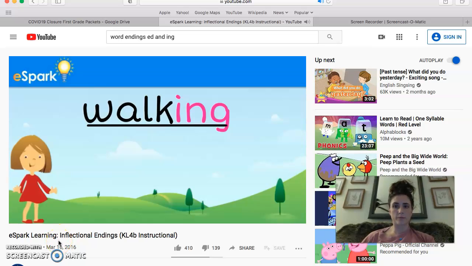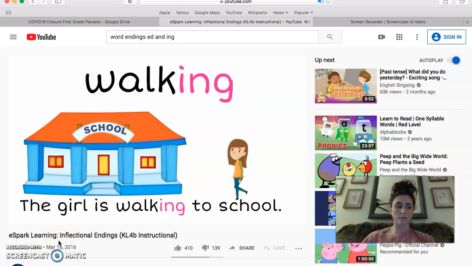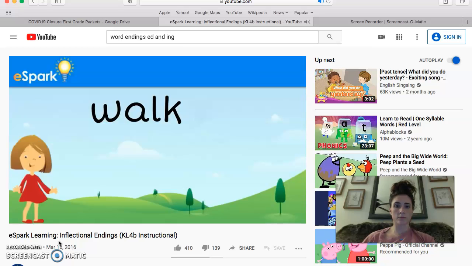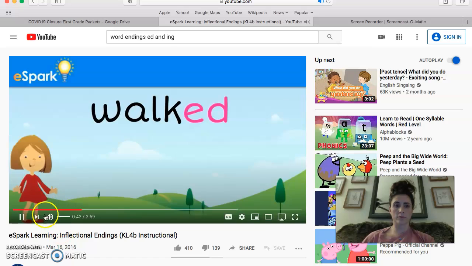Here is a sentence using the word. The girl is walking to school. So, this sentence means that the girl is walking right now. We can also add the letters ed to the end of a word. So we kind of already talked about this. If walking means it's happening right this minute, what do you think walked means? Does it mean it's happening right now? Does it mean it already happened? Or does it mean it's going to happen?